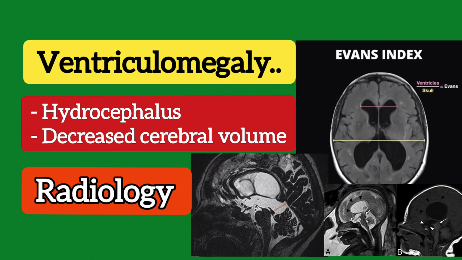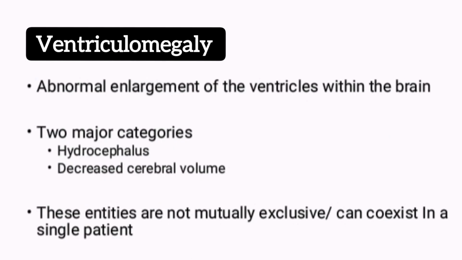Ventriculomegaly is defined as abnormal enlargement of the ventricles within the brain. It is divided into two major categories: hydrocephalus and decreased cerebral volume. These entities are not mutually exclusive and can coexist in a single patient.